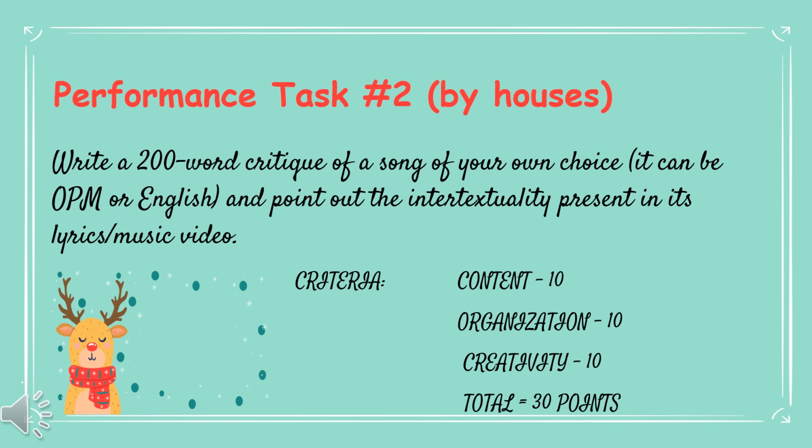And here is your performance task number 2 per house. You're going to write a 200-word critique of a song of your own choice. Disclaimer, choice as a group, not choice as a leader or as one member of your house. Now, it can be an OPM or English. And here, class, as you critique a certain song, make sure to point out intertextuality present in its lyrics or music video. And you will be evaluated according to the following criteria: content, 10 points, organization, 10 points, creativity, 10 points, total of 30 points. I hope we're clear about this one.